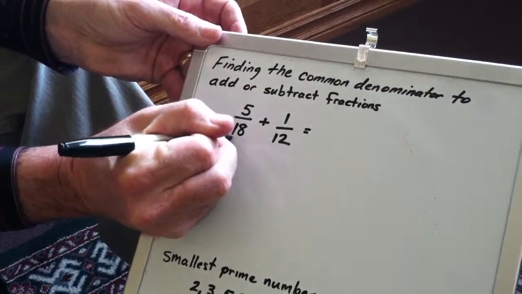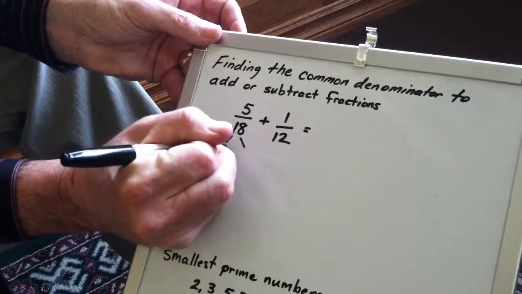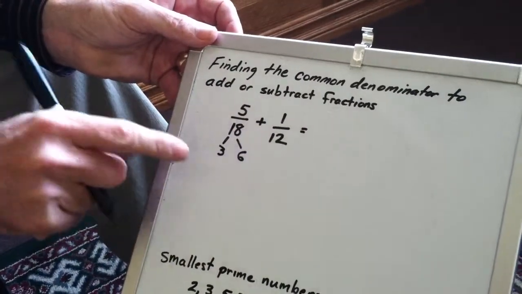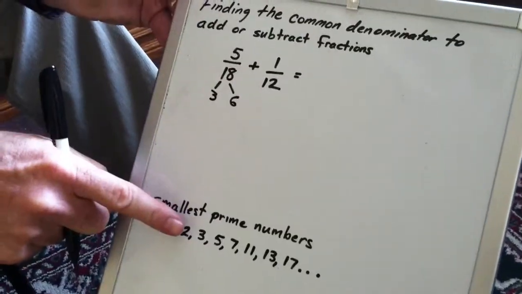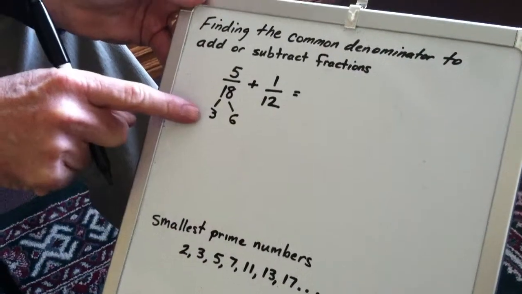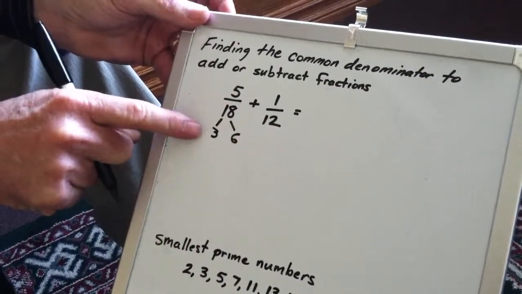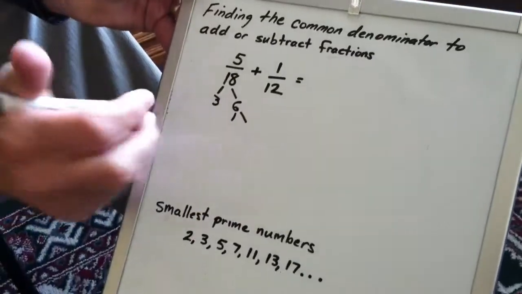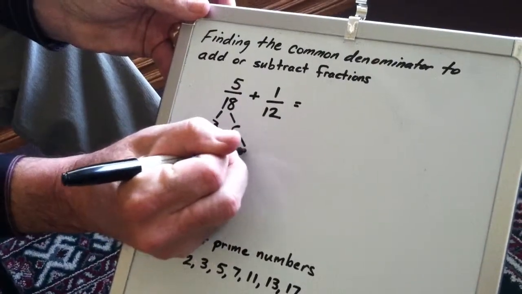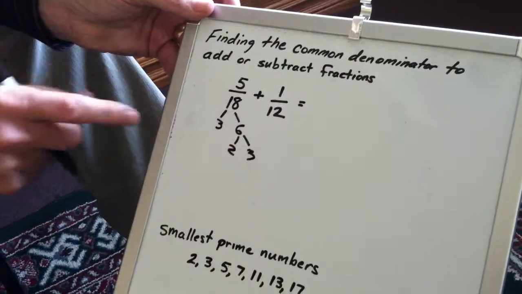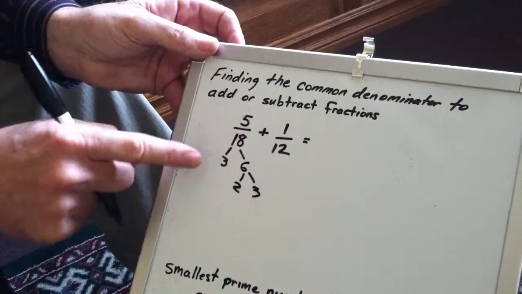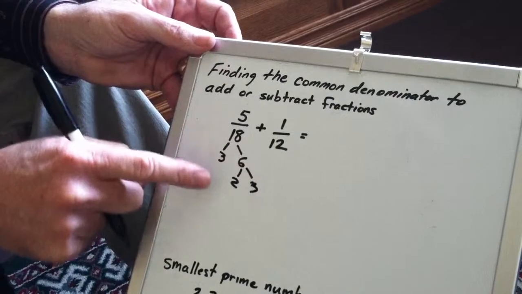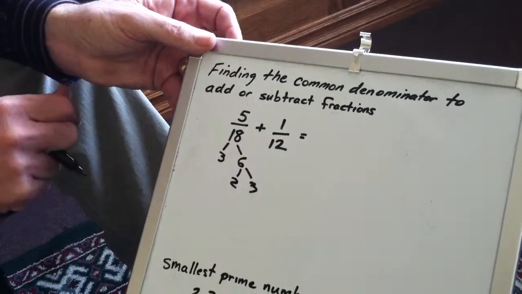Now, you should know that 18 is 3 times 6. You see how 3 is one of our prime numbers? We're going to stop. We've got one here, but we've got to keep going on 6 because 6 is not a prime number. It's made up of 2 times 3. So that's the code that makes up 18. 3 times 2 times 3.